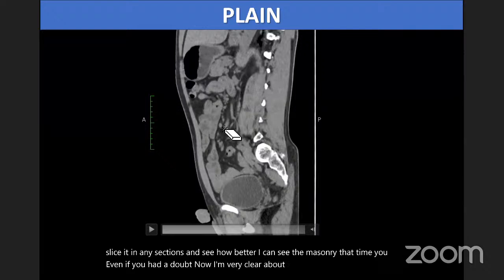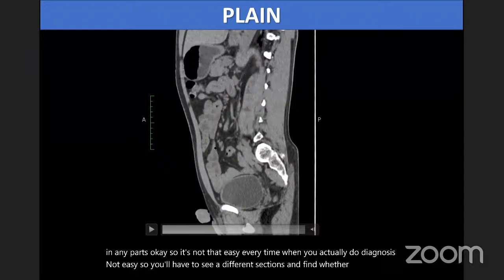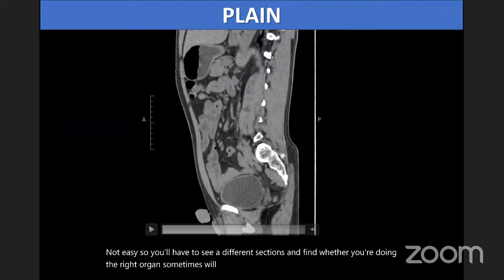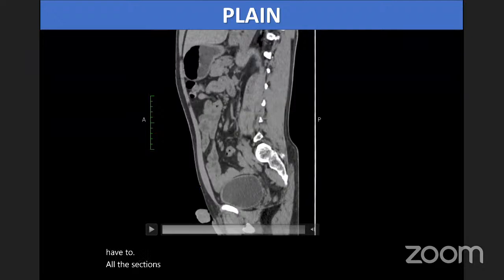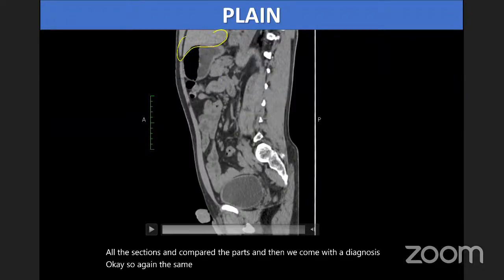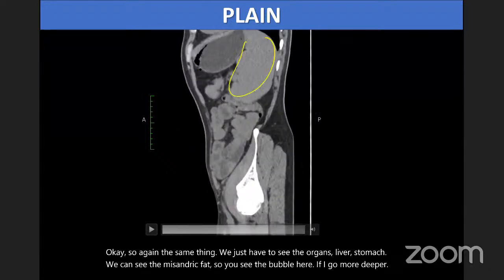And whenever I have doubt in any part, it's not that easy every time. When you actually do diagnosis, it's not easy. You'll have to see different sections and find whether you are seeing the right organ. Sometimes we'll miss the organ and give the wrong organ because it's difficult sometimes. So at that time we have to see all the sections, compare the parts, and then come to a diagnosis. Again, we just have to see the organs. So liver, stomach, we can see the mesenteric fat. You see the bubble here. If I go deeper, again we get the spleen here, the stomach here.